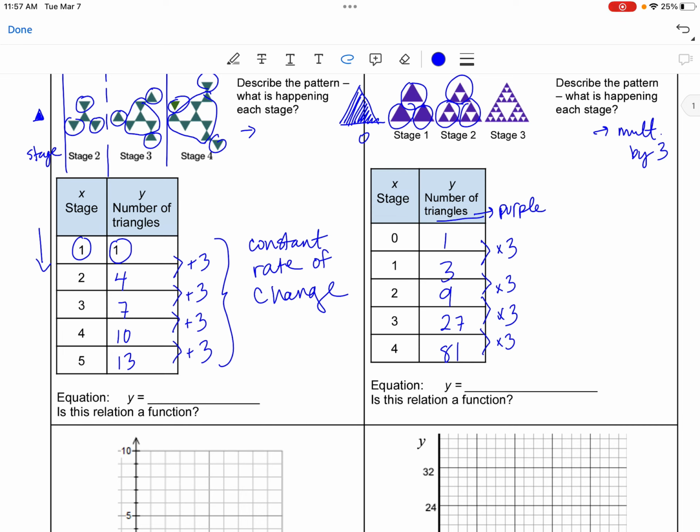So when you multiply by the same thing every time, we call that a growth factor. We're going to say that is a growth factor. And in this case, the growth factor equals 3.